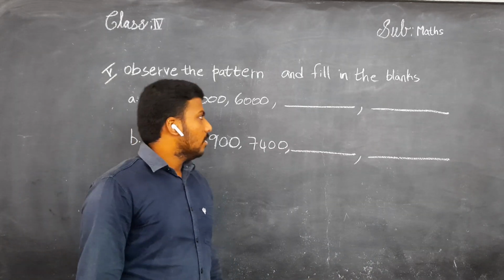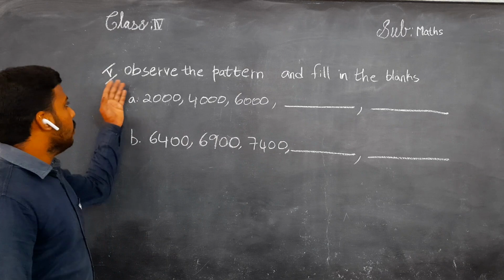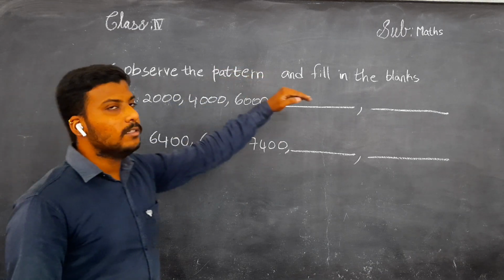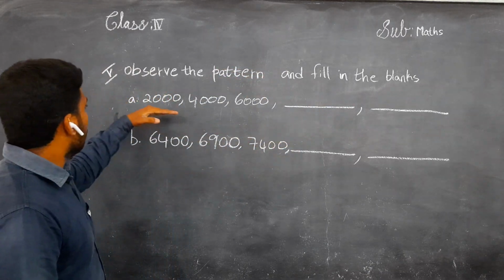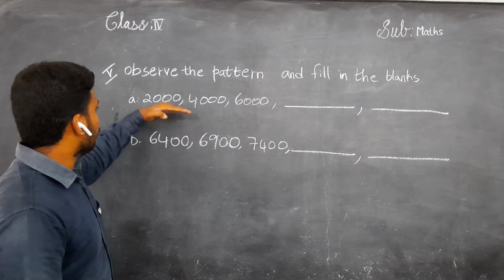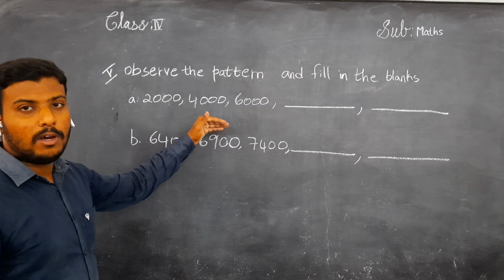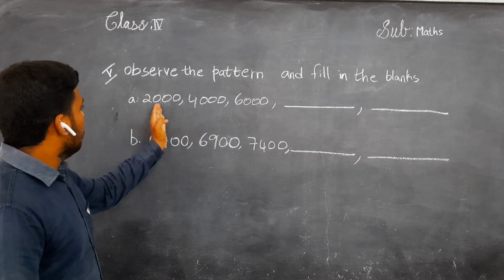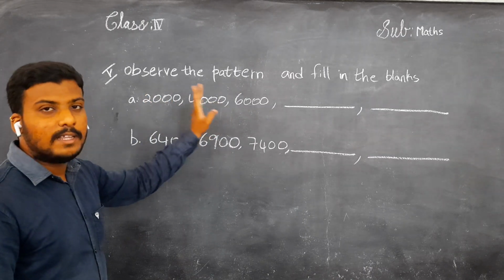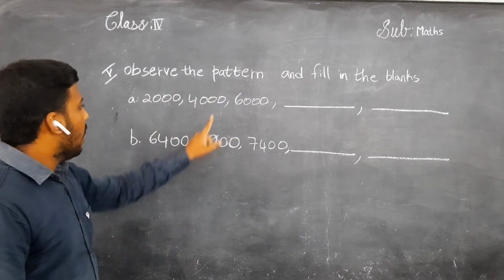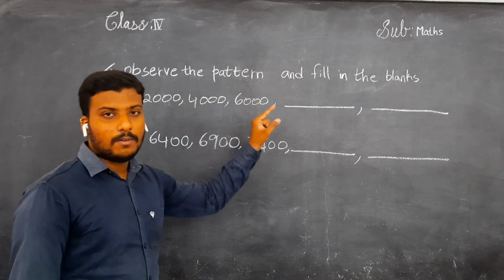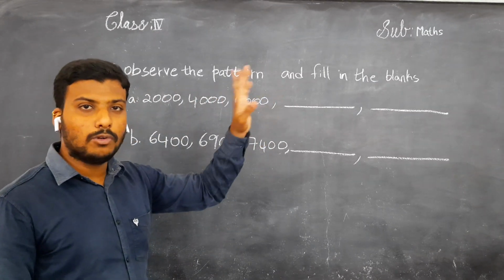Okay, children. Right now we will see Roman number 5. Observe the pattern and fill in the blanks. Observe this pattern: 2000, 4000, 6000. By observing this, what are you feeling? In between 2000 and 4000 there is a difference of 2000, and in between 4000 and 6000 we have again a difference of 2000.